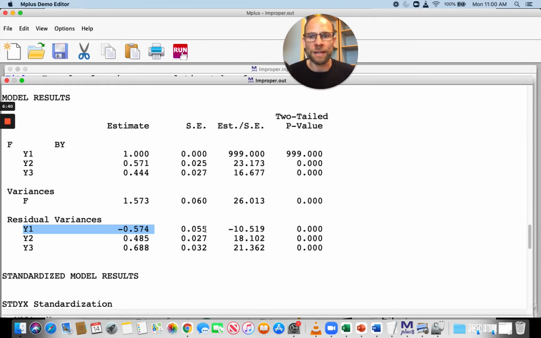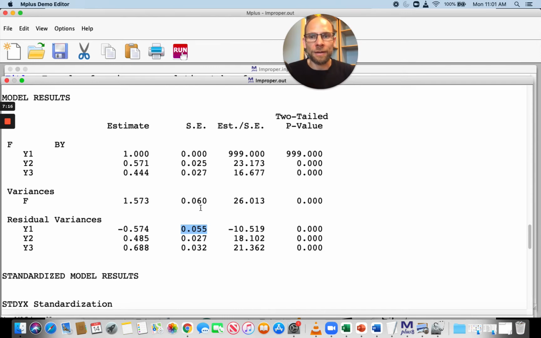You can see the standard error for this variance is pretty small, so that is a significant negative estimate in a sense, and that's weird because it couldn't really happen that some indicator has an explained variance that is above 1. That would correspond to an R² value for that variable above 1. So more than 100% of the variance in this indicator is then explained by the factor f, and that doesn't make any sense.